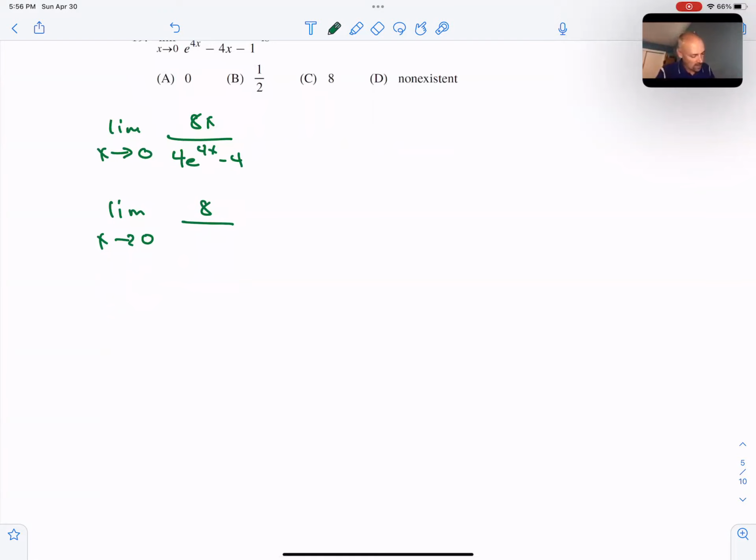So now I'm looking at the denominator. d dx of my denominator is going to be 16 e to the 4x. The 4 goes away. Now I'm going to plug and pray. So I'm going to get 4 times 0. That's 0. So e to the 0 is 1. So I'm going to get 8 over 16 or 1/2.